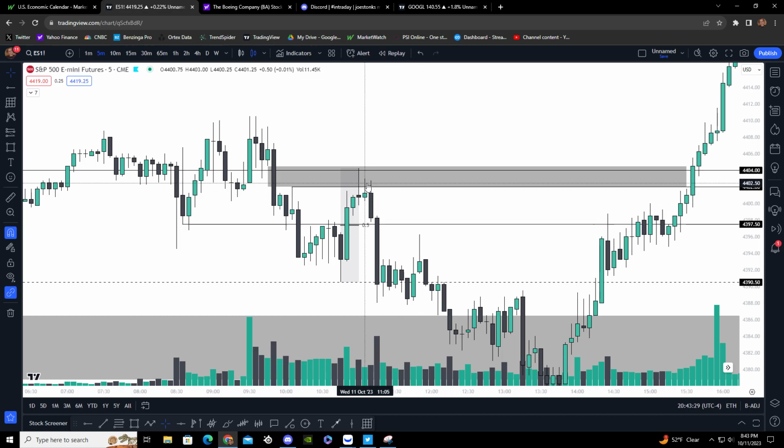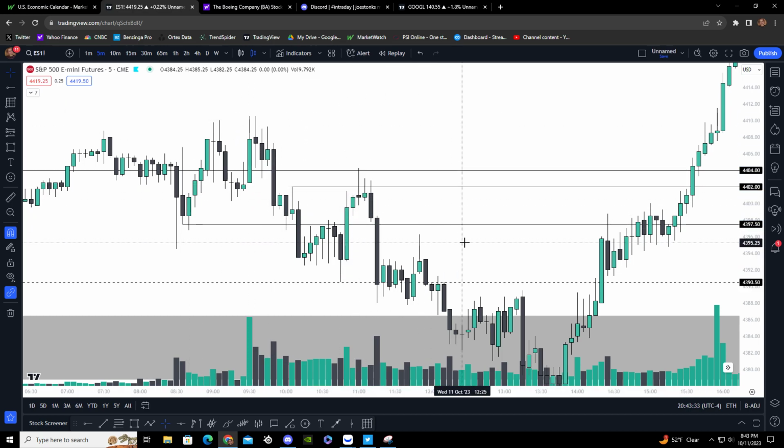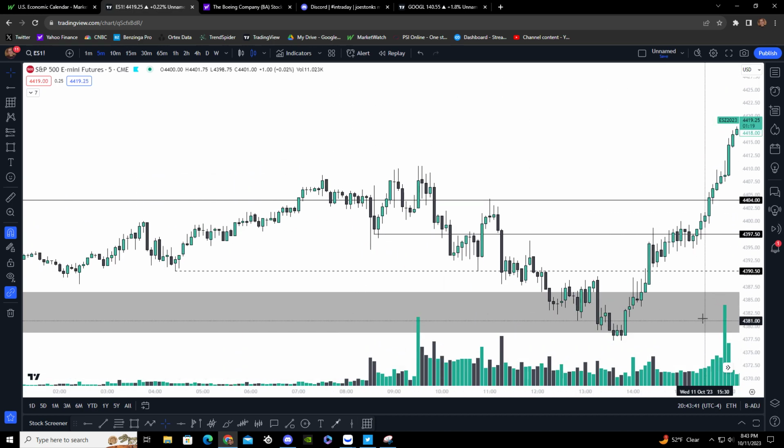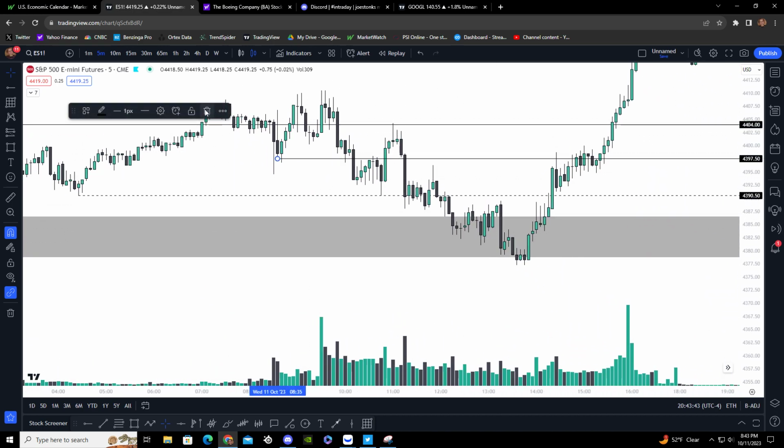Not totally horrible. Could be a little bit better, but for the time being, keep in mind, guys, we have CPI tomorrow, and I took this trade today, so definitely not a horrible RR in terms of what my daily bias was, things like that.